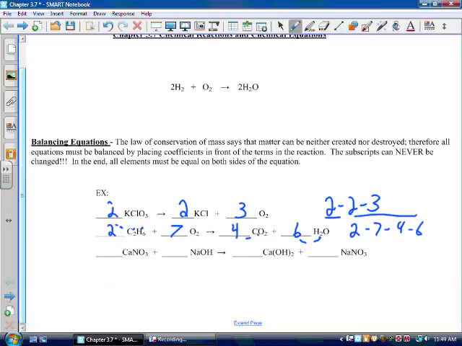In our last example, you'll notice that we have polyatomic ions. When polyatomic ions are involved, and they're on both sides of the equation, I always encourage you to keep them together and count them as one thing. It will save you an immense amount of time. For example, you'll notice that we have nitrate on the left side and we have nitrate on the right side.